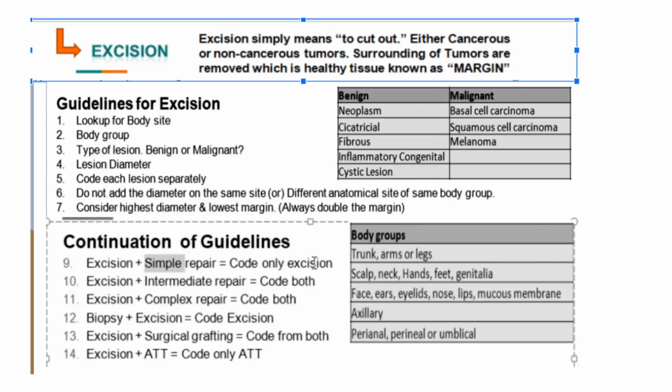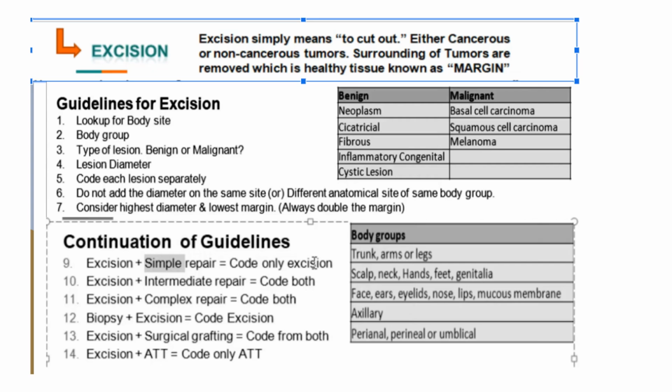Now the next important guideline is excision plus repair. Now what happens is, whenever you are doing the excision, you are creating a defect, and sometimes we have to close that defect by suturing. And that suturing is called as a repair. So if the excision we have done it by the simple repair, simple repair means superficial suturing, superficial or a single layer suturing, then in that case we code only excision. We do not code the repair, because the money for the simple repair is included in that excision code, and that's why we code only the excision.